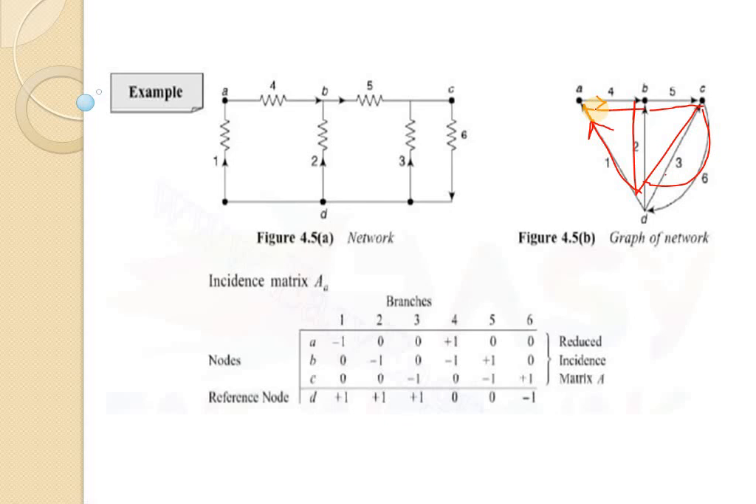Now, if we want to make the reduced incidence matrix, we will just delete an entire row of the matrix. So, suppose ABCD, 4 rows are there, so we will delete the node D. The remaining part of the matrix, ABC, that will be our reduced incidence matrix. Okay.